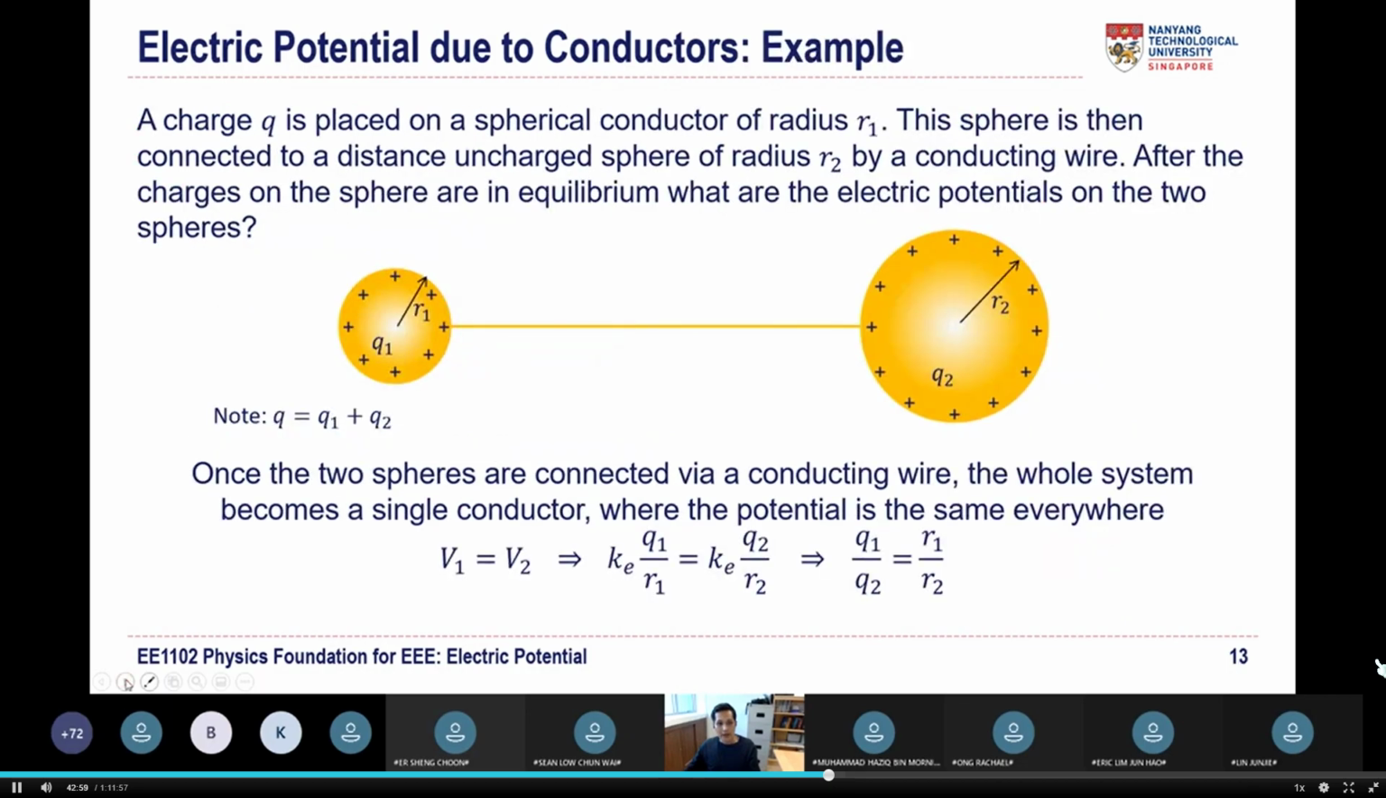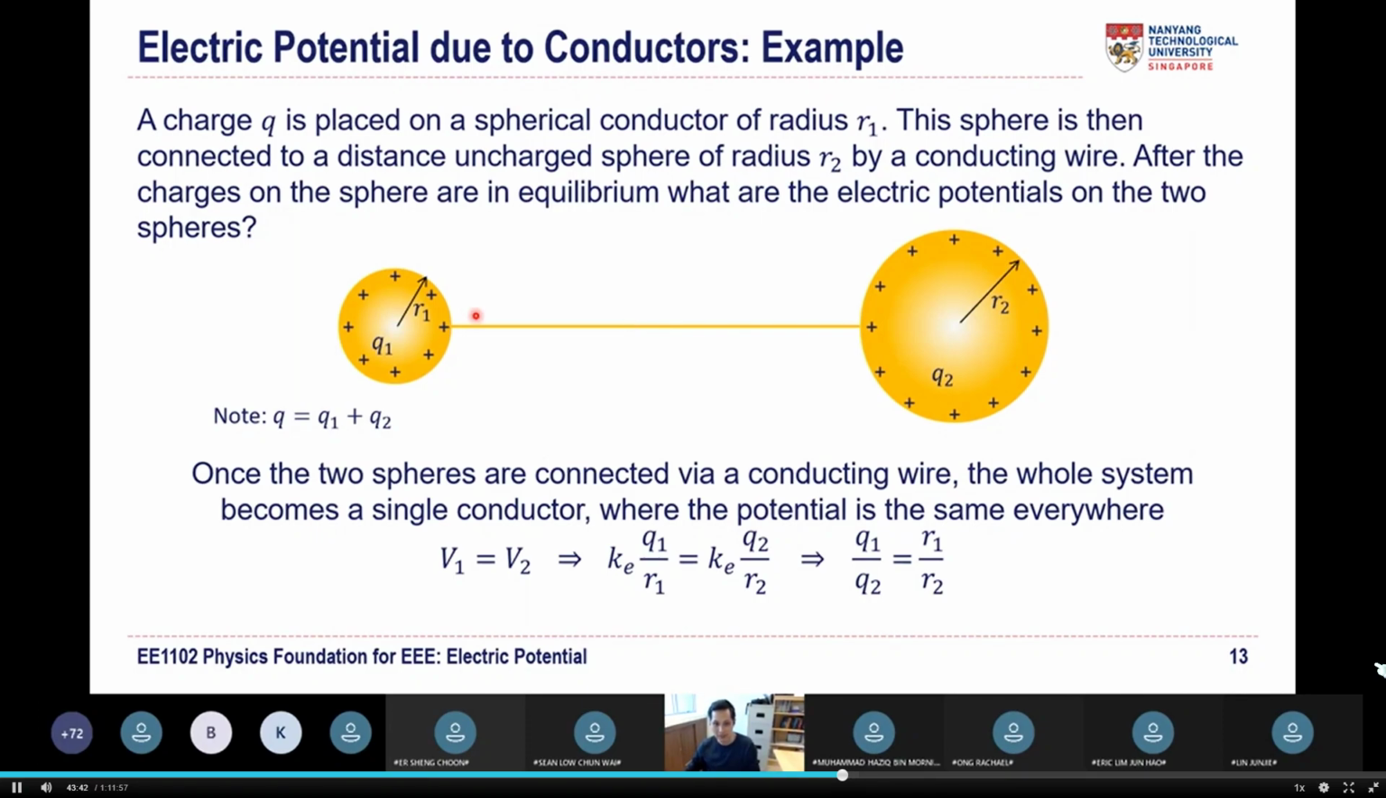All right. So we're going to take another look at another example: electric potential due to conductors. Now we have charge Q placed on a spherical conductor of radius R1. We place the charge, and then we have another spherical conductor that has radius R2. Could be smaller or bigger, doesn't really matter. And we make them contact, or we put a very thin wire between them. They are still very far apart.